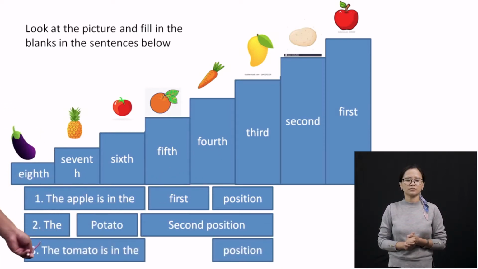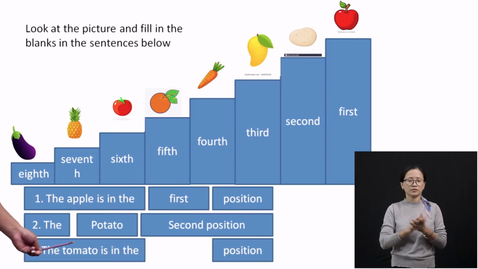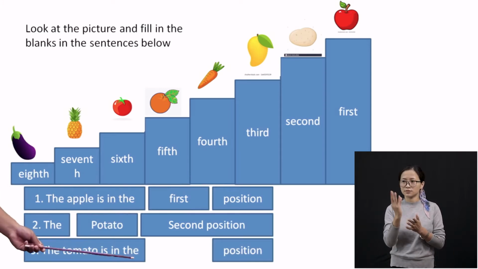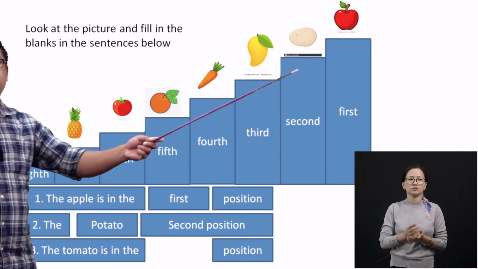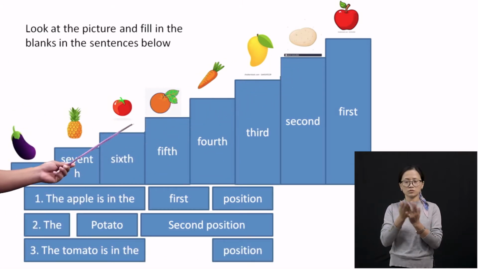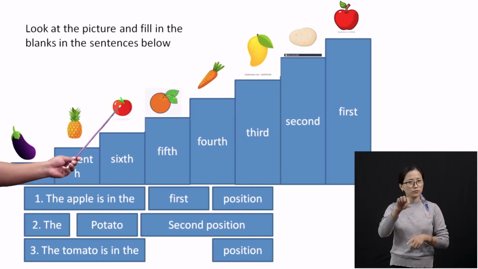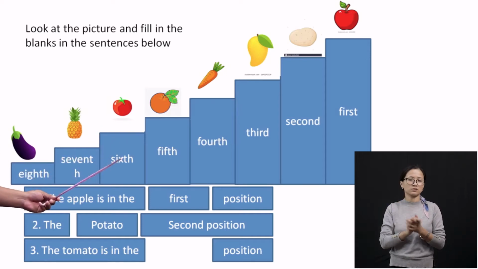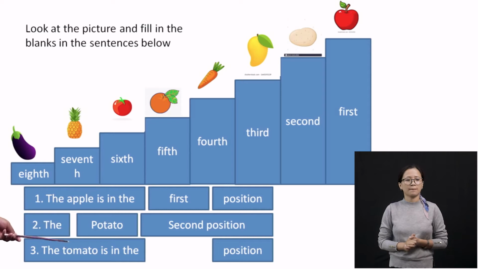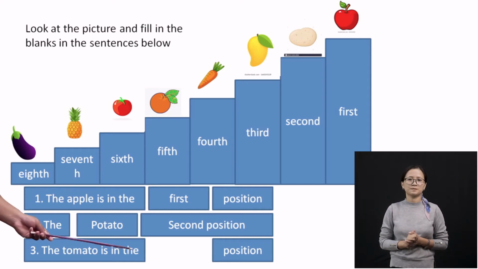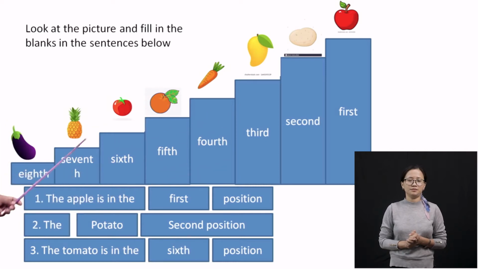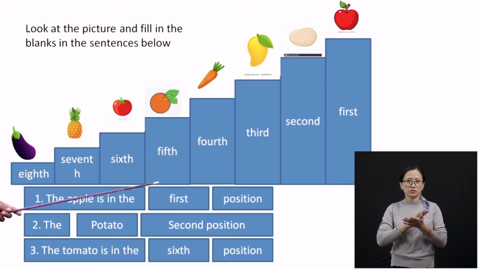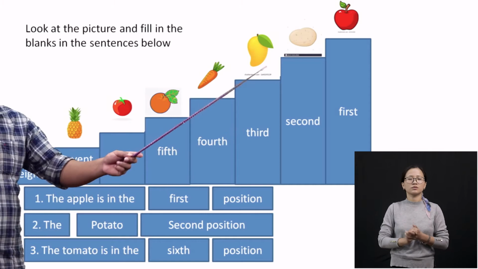Now, let's look at the third question. The tomato is in the dash position. Now, if you look carefully through the picture, you will find the tomato here, right? The tomato is in the sixth position. So we will read it as, the tomato is in the sixth position. Okay, children? So this is how you will solve the question by referring to the picture given.